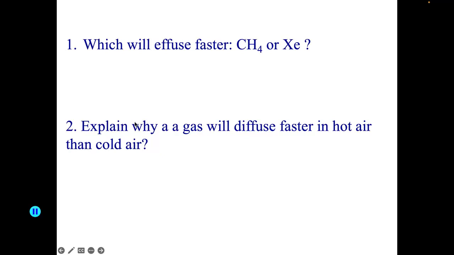And then it says, explain why a gas will diffuse faster in hot air than cold air. And this is because in hot air, where we have higher temperatures, we have more kinetic energy, so molecules are able to move faster and be able to diffuse faster.